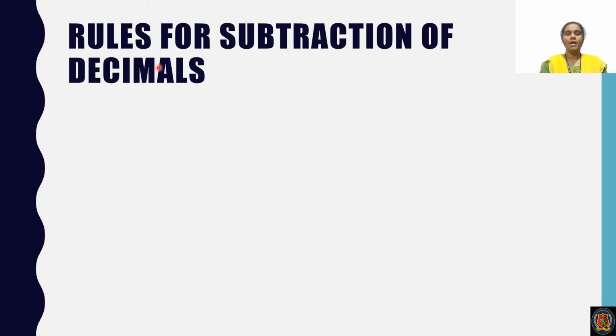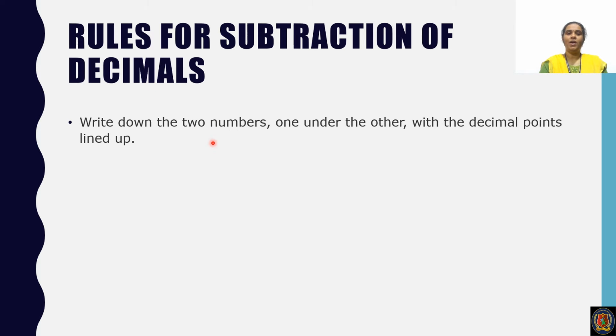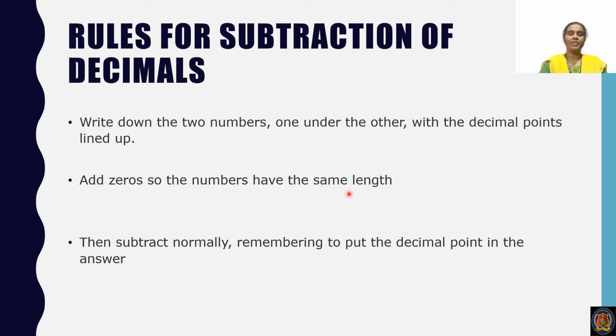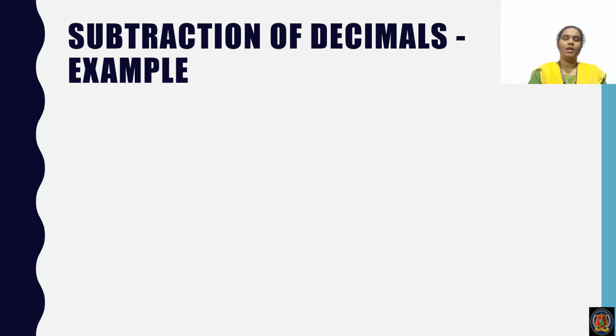Next we are going to see subtraction of decimals, and let us see the rules. The rules are the same as for addition of decimals. We have to write down the numbers one under the other with the decimal points lined up, and add zeros so the numbers have the same length. So you are making the numbers like decimals. Then we subtract normally, remembering to put the decimal point in the answer. Let us see with an example. Subtract 1.06 from 1.5.